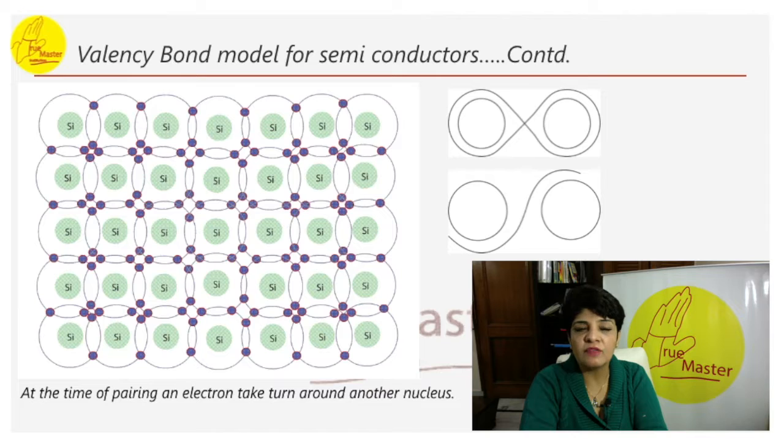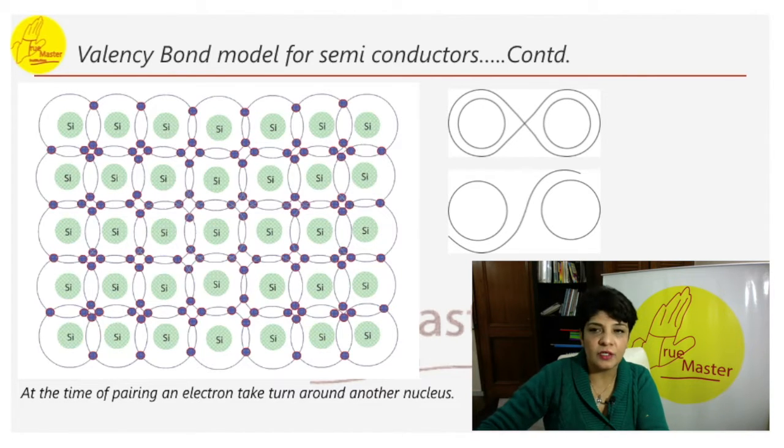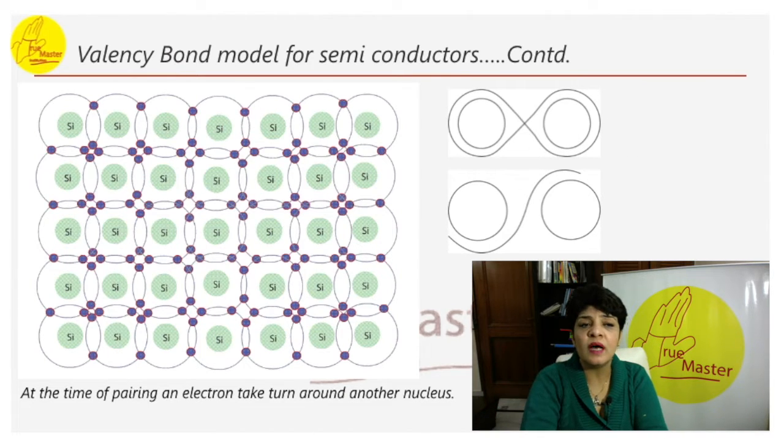So silicon has 4 electrons in the last orbit. At the time of pairing, an electron takes a turn around another nucleus. So that is shown here to you. This is how it is taking the turn. Electrons are rotating around the nucleus and also around another nucleus to form pairing. This bonding is called covalent bonding.